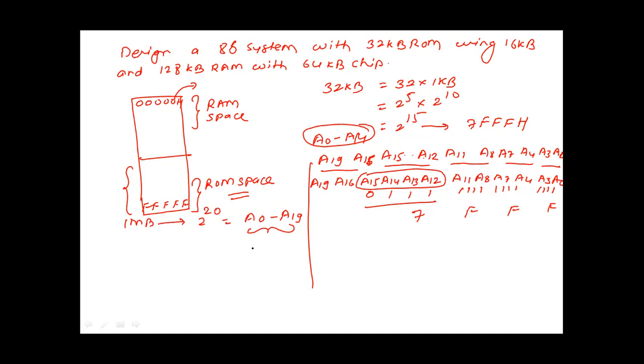So the first memory location in the ROM would be FFFFF minus 32 KB, that is, 32 KB upward. So that is nothing but FFFFF minus 7FFF.